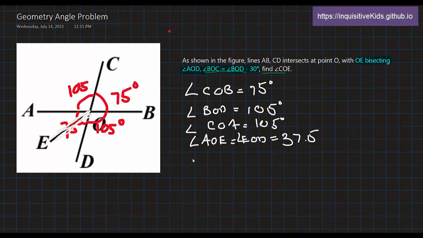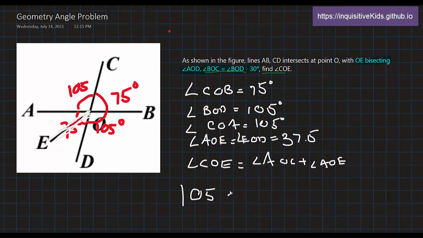Now we want to find COE. Well, what is COE? Angle COE is this angle right here, and is equal to angle AOC plus another angle AOE. And we know the values of these two. The AOC is the same thing as COA. So 105 degrees plus what's AOE? AOE is 37.5 degrees. And then we add them together, which is equal to 142.5 degrees, and that's our final answer.